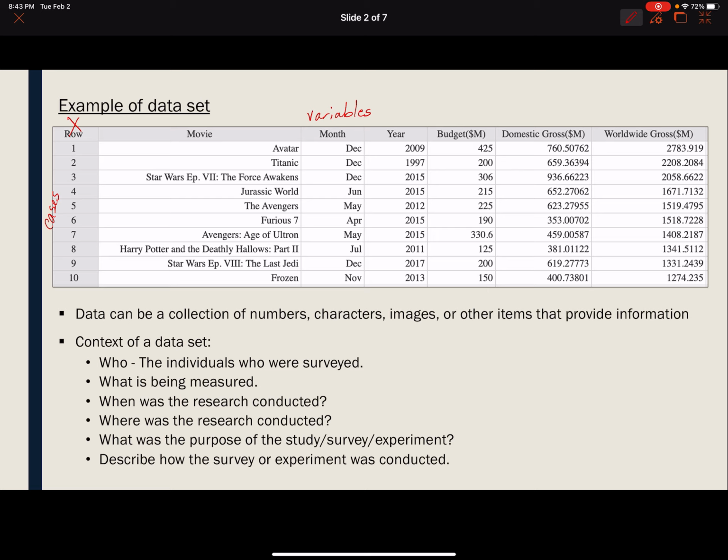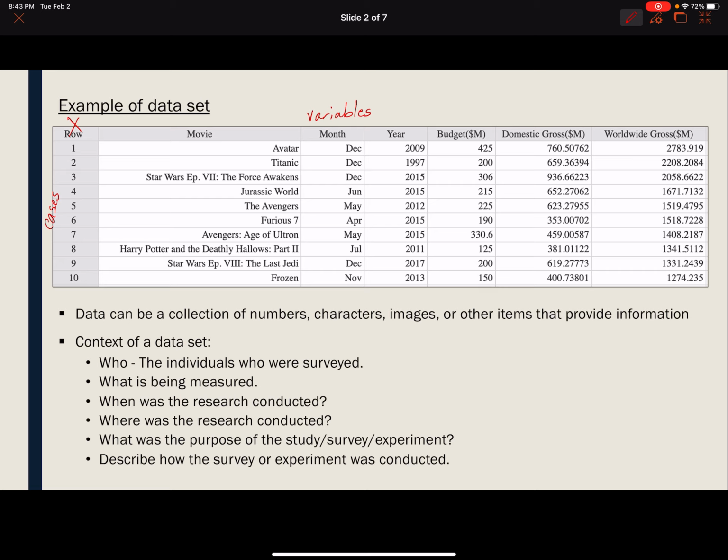But anyway, the who is going to be the individuals who were surveyed. And when I say individuals, this doesn't necessarily mean people. So in our example here, our who are the movies. What is being measured? Again, in our example, what was being measured was the month and year that the movie was released, the budget, and then the gross for domestic and worldwide. So it's the variables that are being measured. So those are the what.